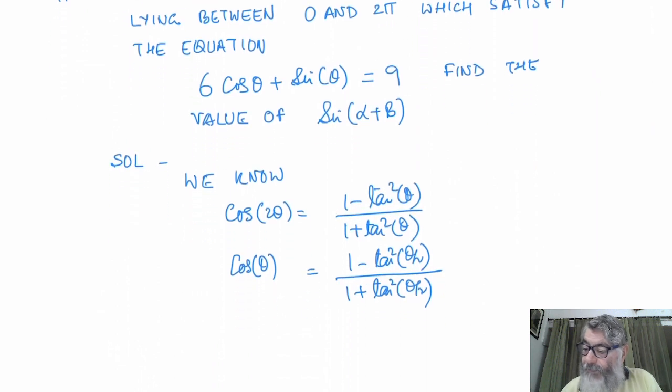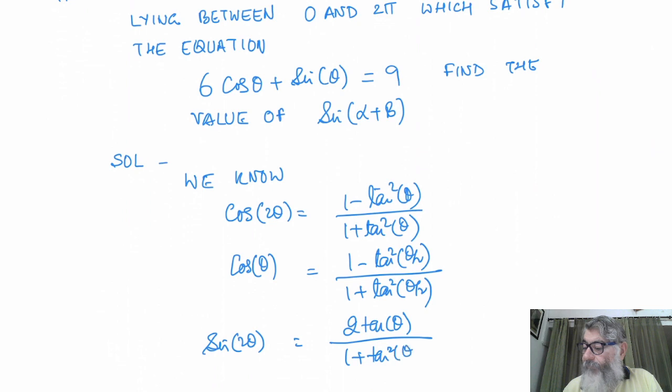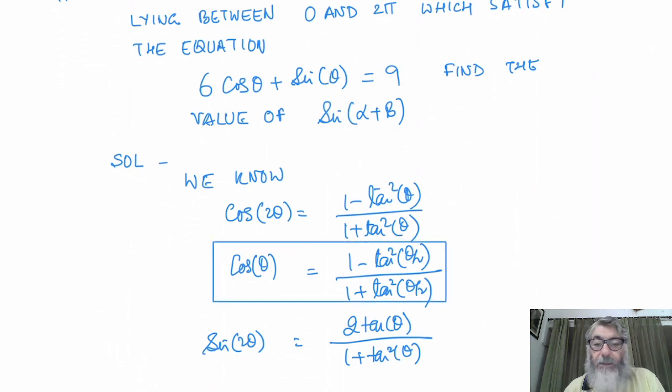Similarly, sin 2 theta is 2 tan theta upon 1 plus tan square theta. It is important to remember this. I have converted into half angles. Now sin 2 theta is 2 tan theta upon 1 plus tan square theta. So if I convert sin theta, it will become 2 tan theta by 2 upon 1 plus tan square theta by 2.